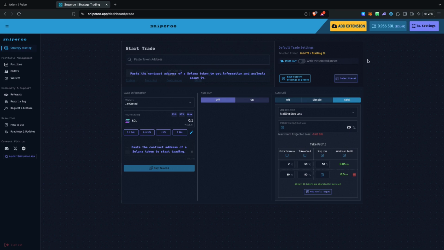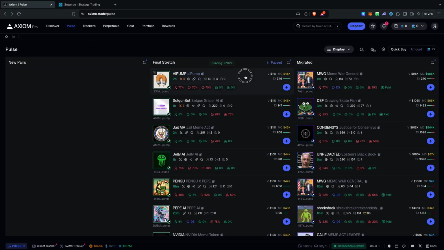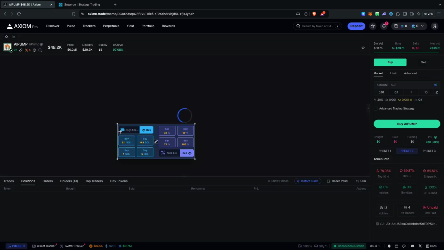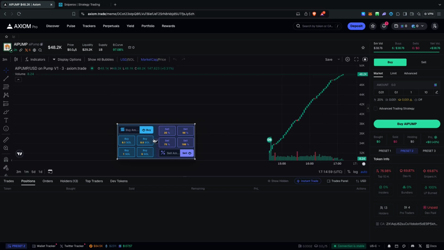Basically, this trading bot is going to be incorporated in your browser. This means when you click on Axiom, it's going to be right there with you. This blue feature right over here is for Sniperoo. It's going to be in the browser, and you are going to be putting your funds in Sniperoo.